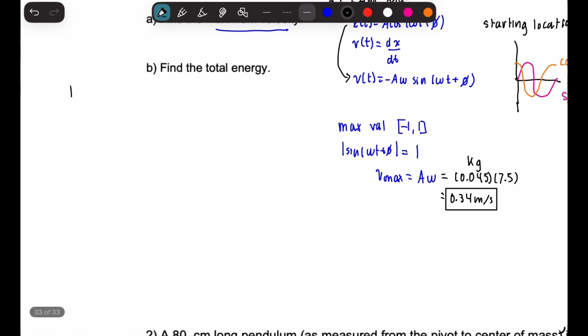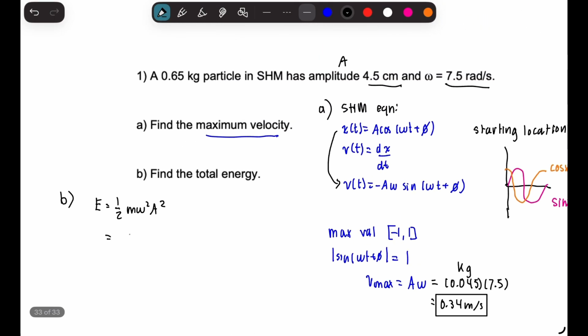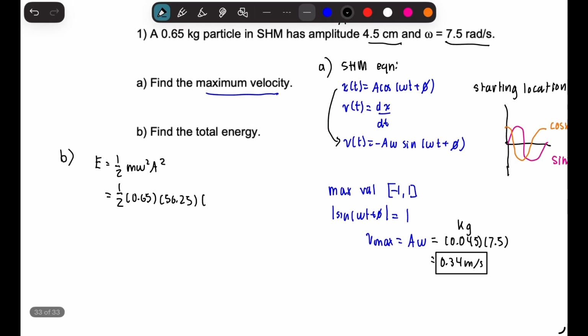So this is for part A. Find the total energy. So you need to use your energy formula directly. In simple harmonic motion, you have E is equal to 1/2 m omega squared A squared. And after this, we can square the terms and plug in. So here we have 1/2, 0.65, 56.25 times your A. So that's 0.045 squared. And that's going to give you 0.0370 joules.